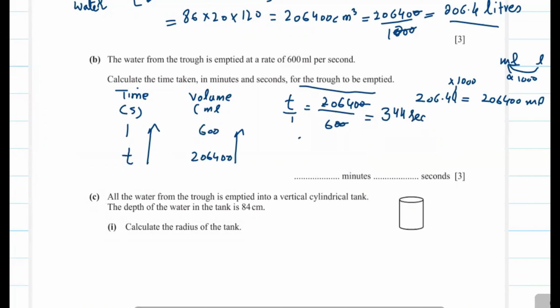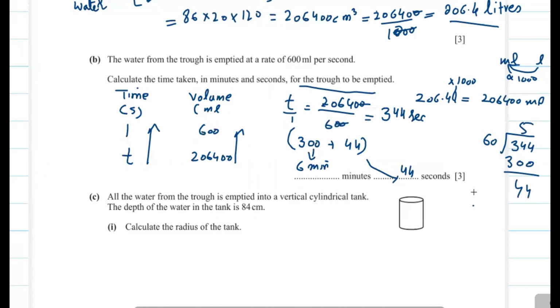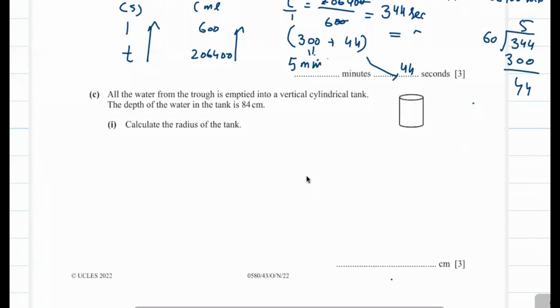Now we can write it as 300 plus 44. You can do this by 344 divided by 60. You get 5, since 6 5s are 300, and then the 44. It means you can write it as 5 minutes and 44 seconds. This is the answer.